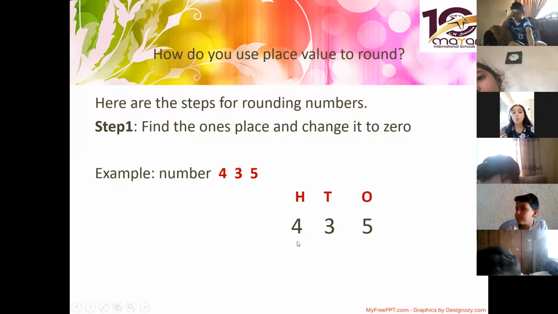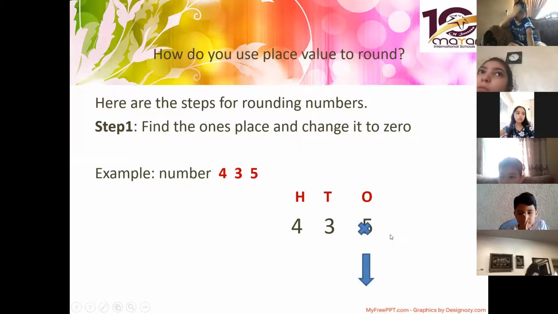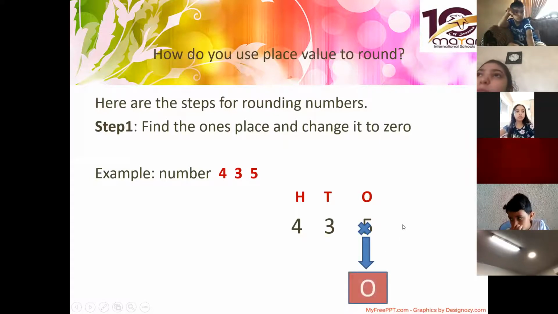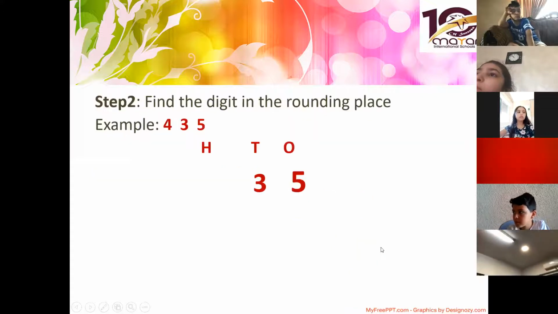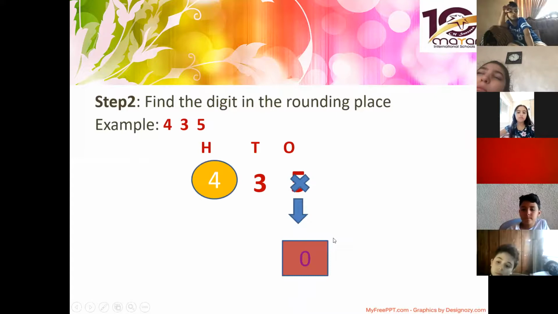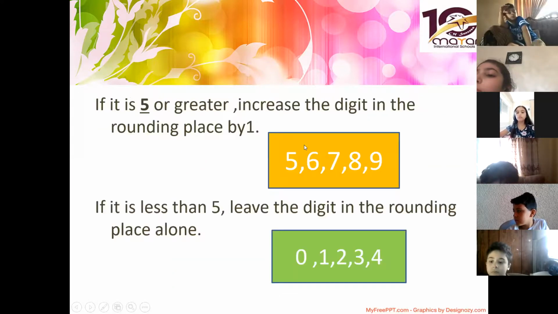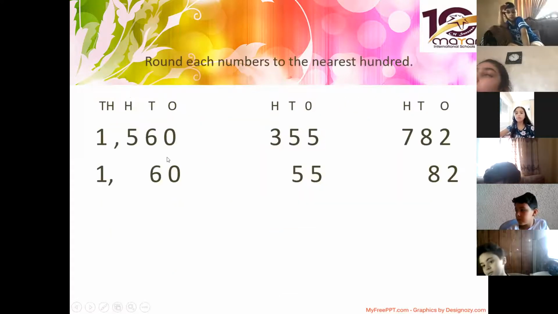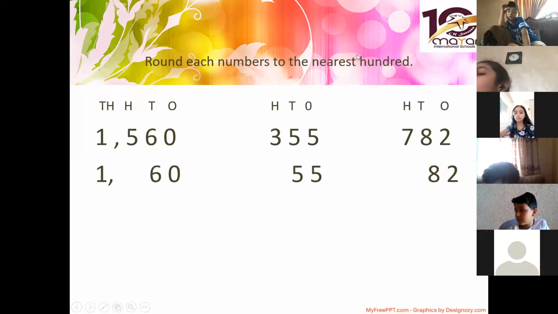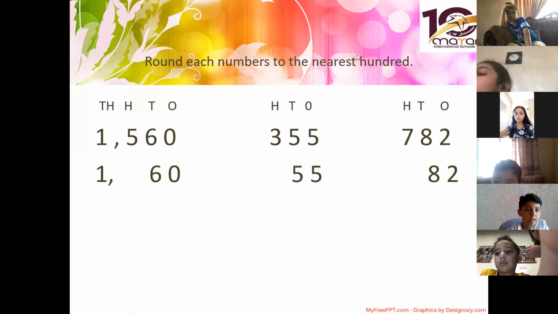We have 435. How do we find the hundreds now? Okay, I'm sorry, 1 second. Now, round each number to the nearest 100. Who wants to start?